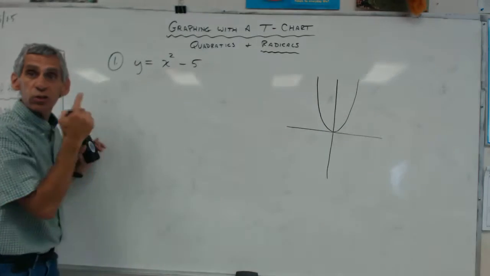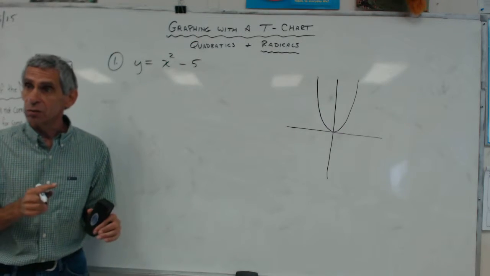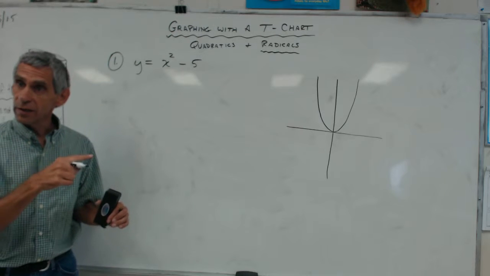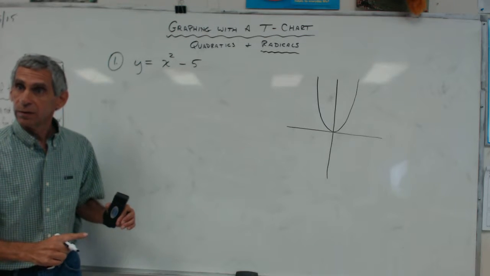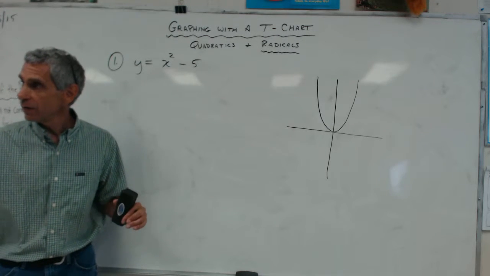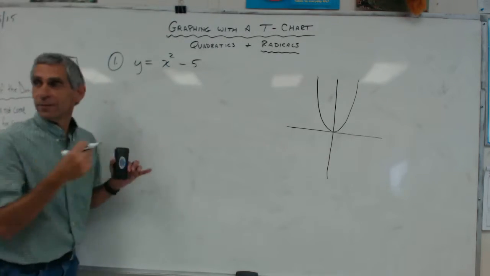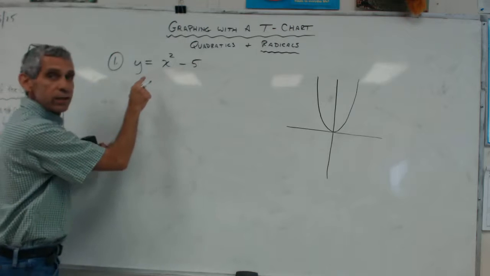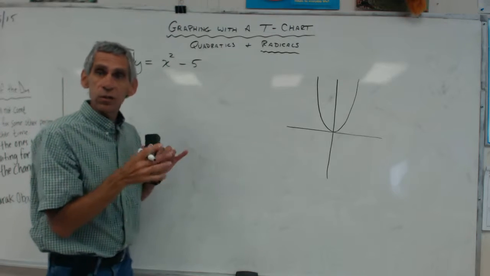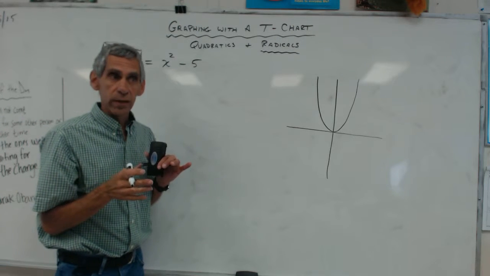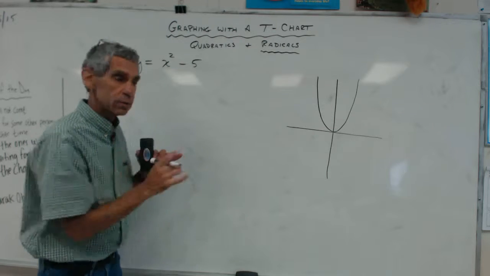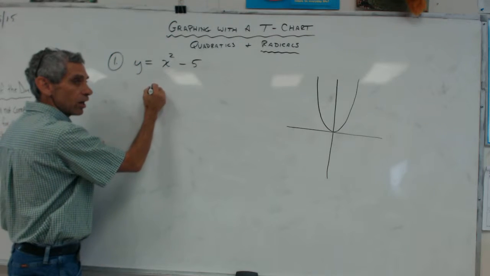When you're doing a straight line, you do 0, 1, and 2, or 0, the denominator, and twice the denominator if there's a fraction. But with a parabola, you've got to do more than just 3 points. You've got to do 5 points. But it's not that hard.